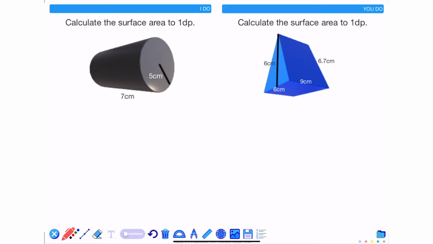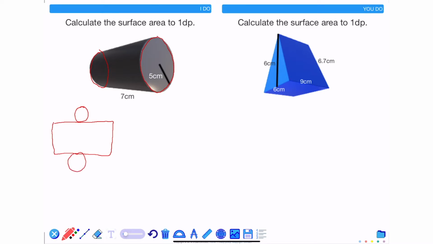With the example on the left-hand side, I've been asked to work out the surface area of a cylinder. I can see that the surface area is made up of two circles and a rectangle that wraps around the outside of the shape. So as a quick sketch, the surface area can be modelled through two circles and a rectangle.